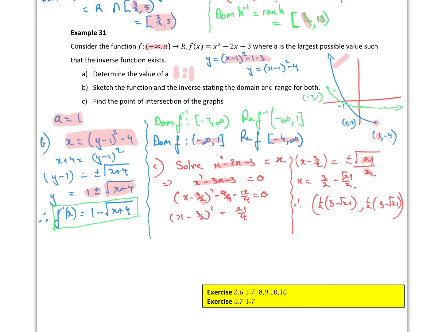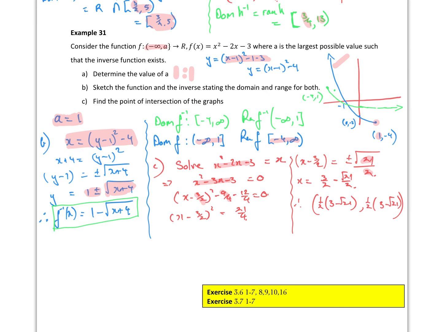plus or minus root 21 on 2, but again, looking at where I am, the domain is from minus infinity to 1, so 3 plus root 21 over 2 is outside the domain I'm interested in. So my point of intersection, where x is equal to y, remember, so it's the same value, is a half of 3 minus root 21, for x and for y.